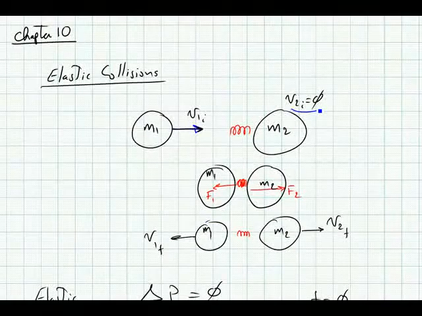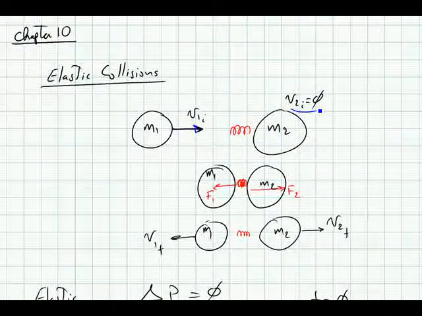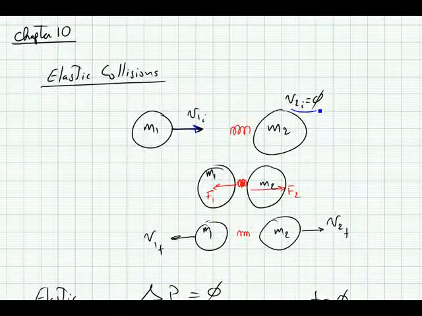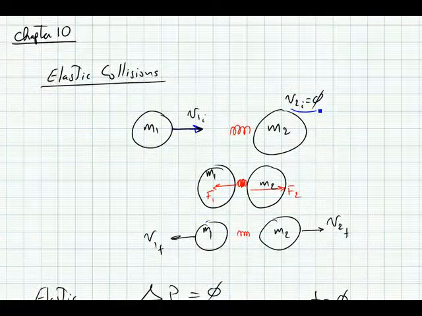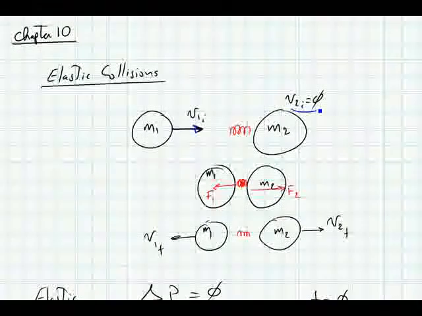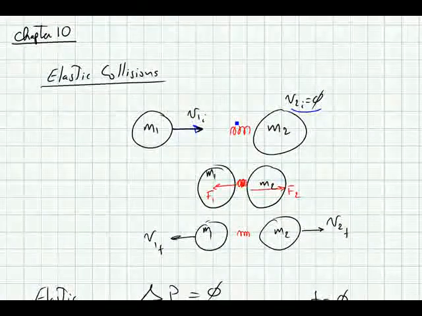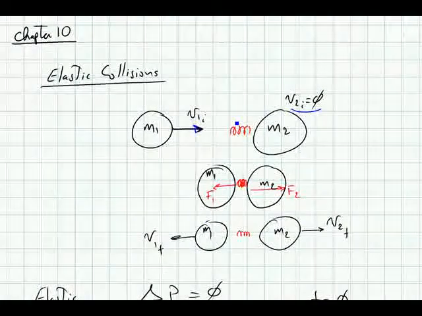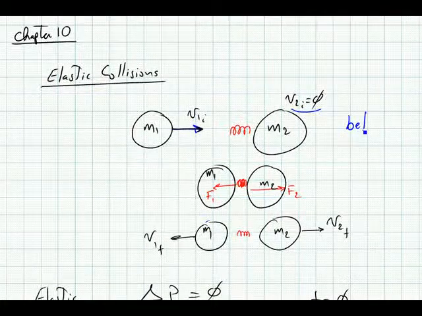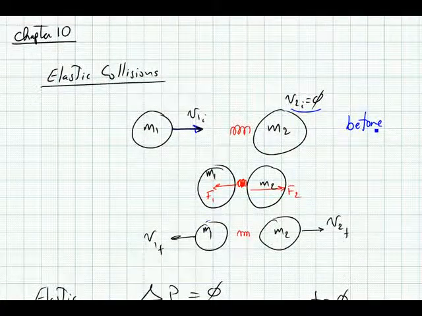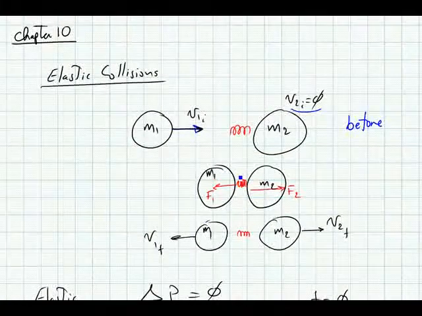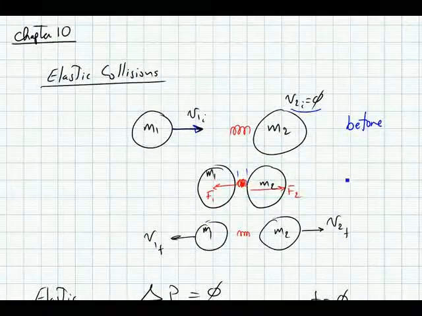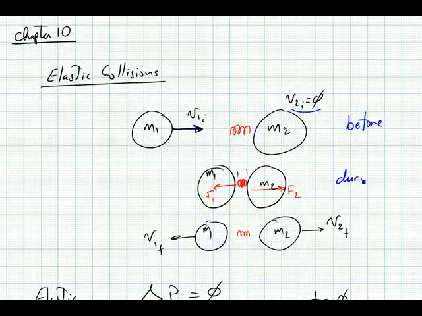Now, elastic collision we can model by imagining that there is a spring in between the two objects that is, of course, at its unstretched length to start with. So this is the scenario before collision, and during collision the spring is compressed. So this is during collision.